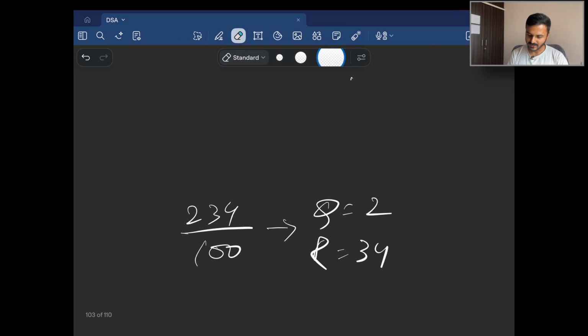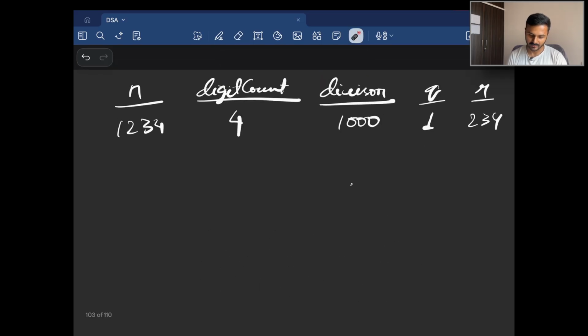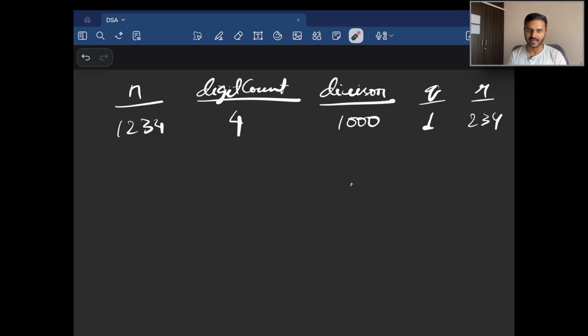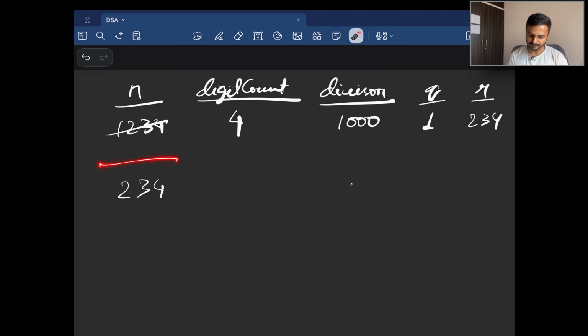Now, all of the logic and all of the operations that we have discussed, that is counting the number of digits or calculating the divisor, then finding the quotient and remainder, is being done on the value of n. So this remainder, which is 234 here, would become the value of n in the next cycle, right? Because we have extracted the first digit, it will reduce to 234. So if we reduce this to 234 and then proceed, let's see what happens.